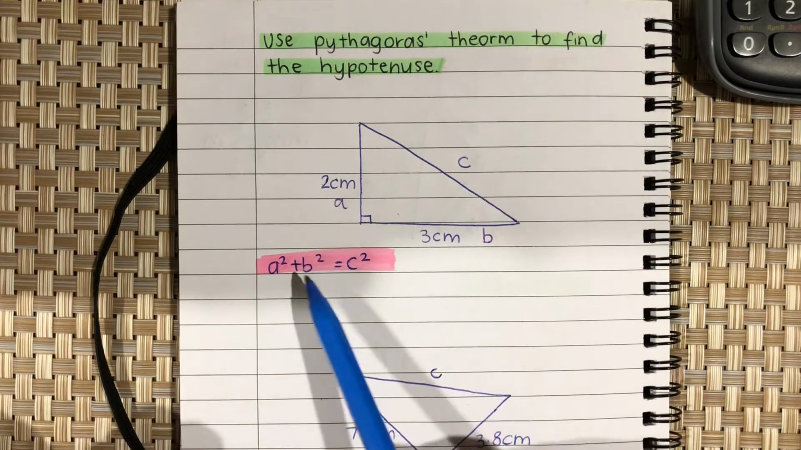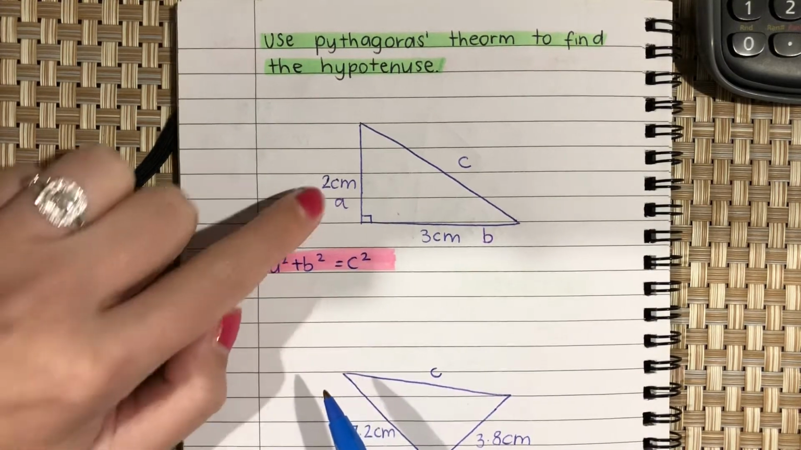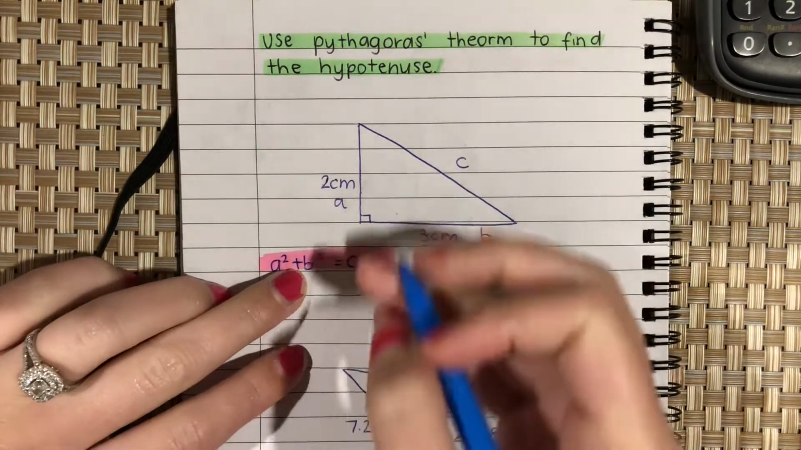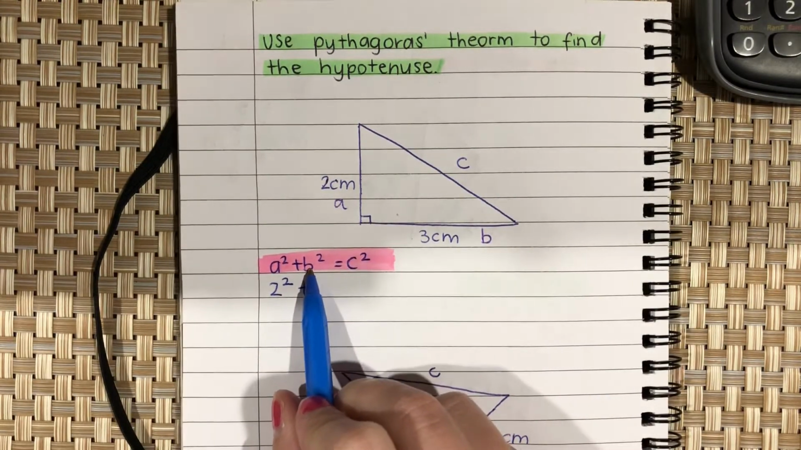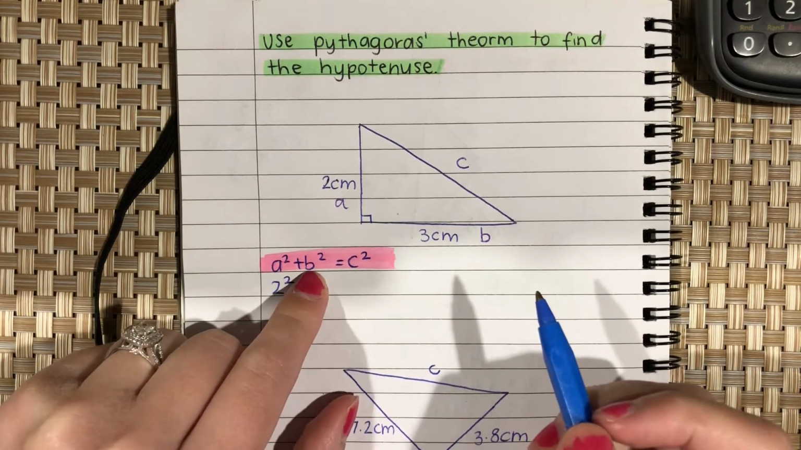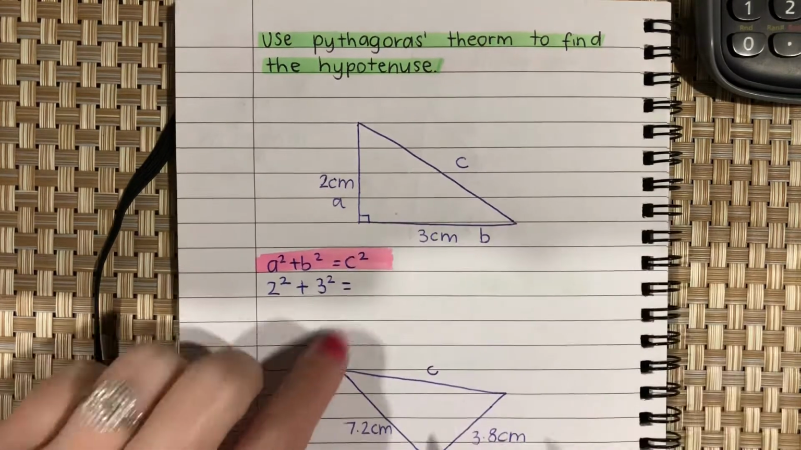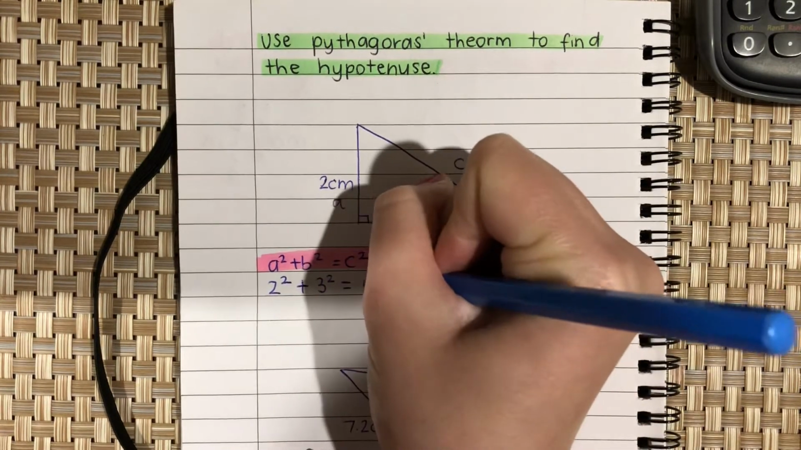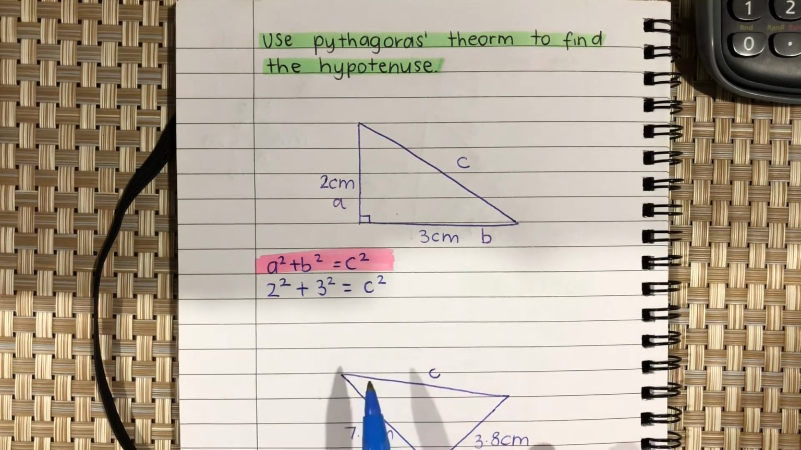Now, once I've done that, I can substitute my numbers into my formula. So our A is 2, so I'm going to put in 2 squared. And then we have a plus, so plus. And then we have b squared. So what's our b? Well, it's 3. So I'm going to put 3 into here, which makes it 3 squared. And then equals c squared. Now, we don't actually know what c is, so c squared stays the same. Okay, so we have 2 squared plus 3 squared equals c squared.